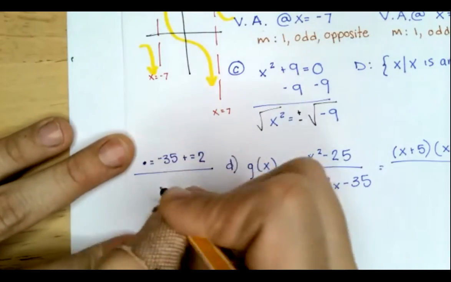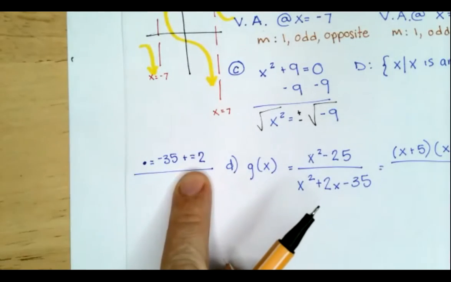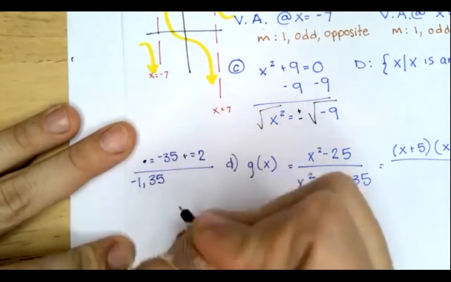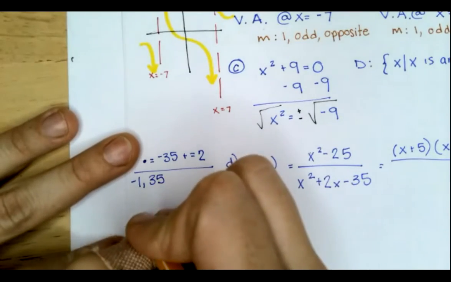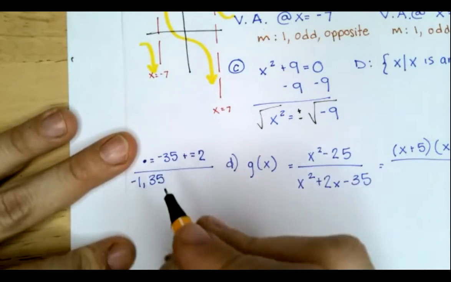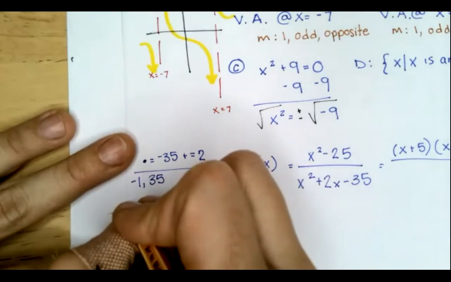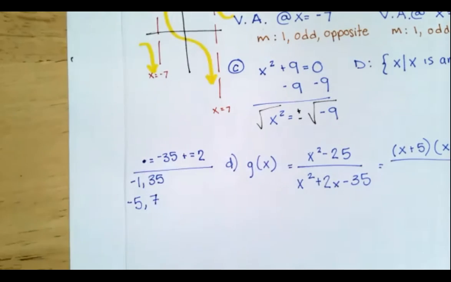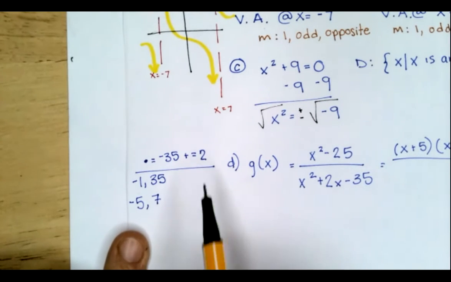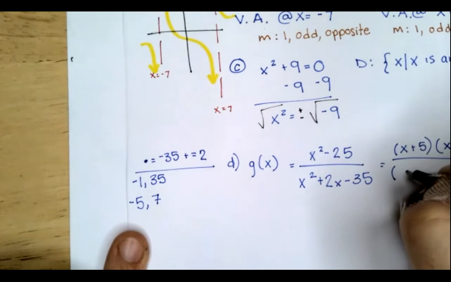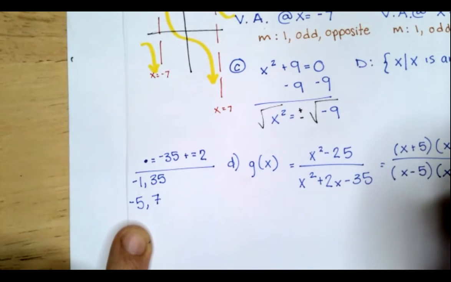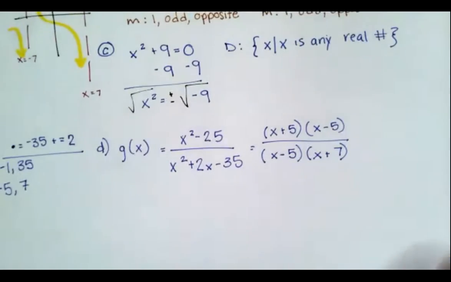Well, we kind of know, right? It's not going to be negative 1 and positive 35. You can't divide it by 2, you can't divide it by 3, you can't divide it by 4. So it's going to be negative 5 and positive 7, right? Because when you combine a negative 5 and a positive 7, you get a positive 2. So that factors to x minus 5 times x plus 7.